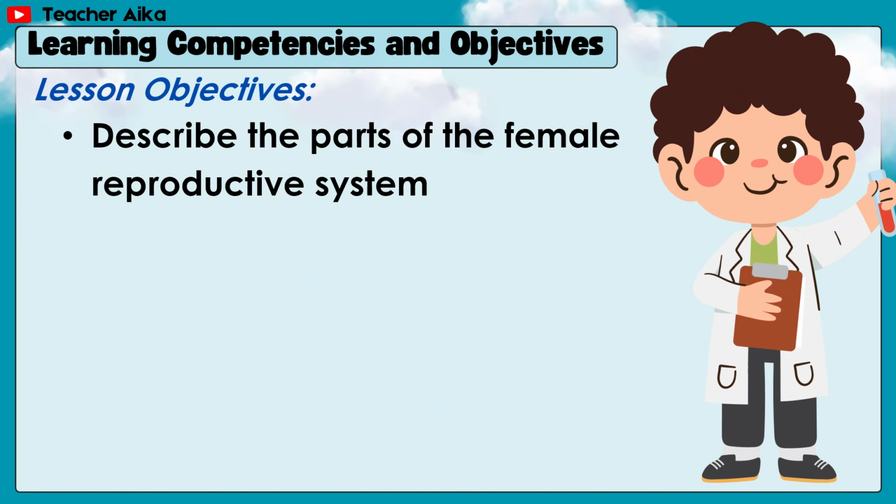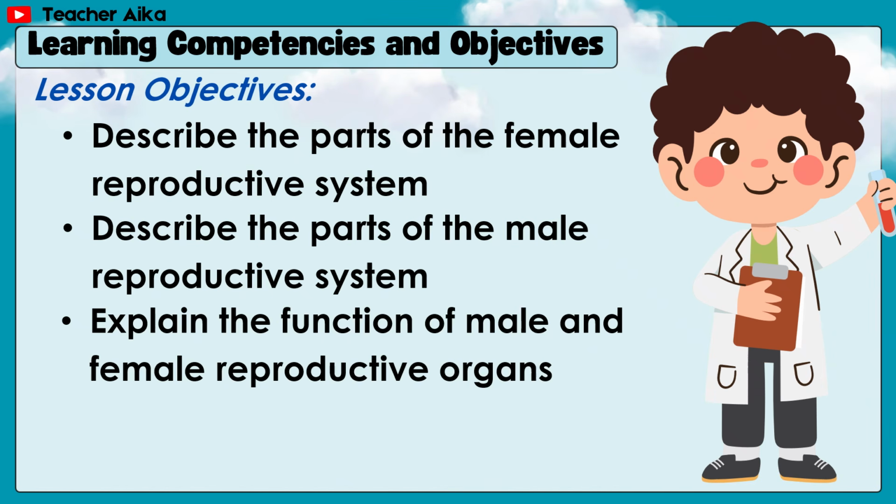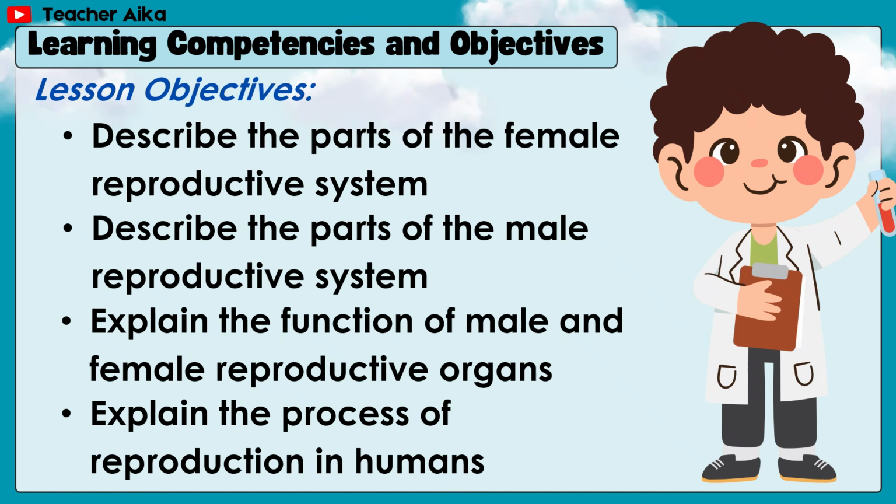Lesson objectives. First, describe the parts of the female reproductive system. Second, describe the parts of the male reproductive system. Third, explain the function of male and female reproductive organs. Fourth, explain the process of reproduction in humans.